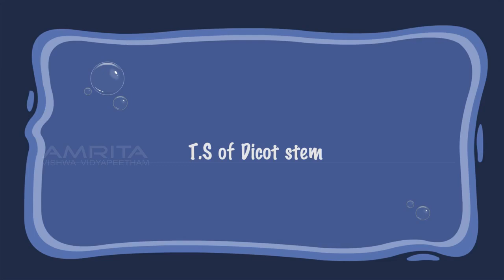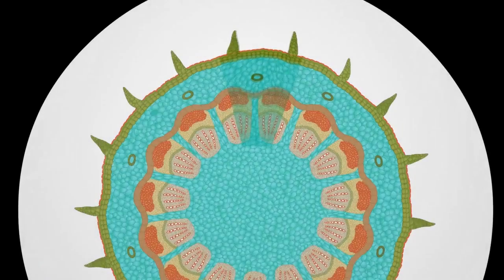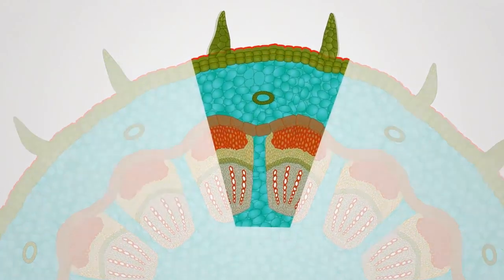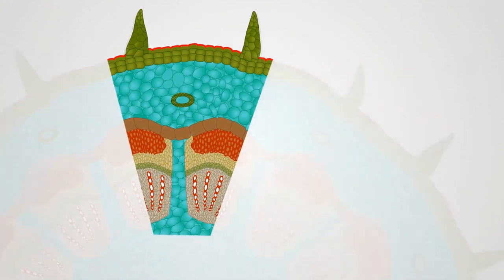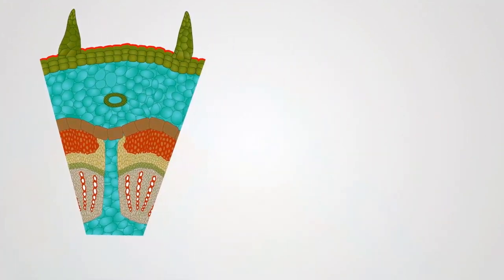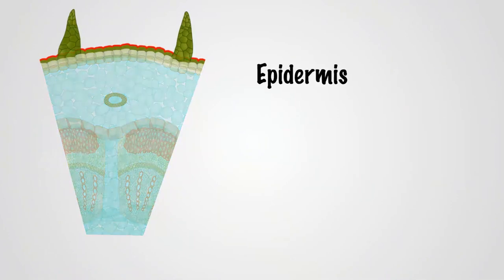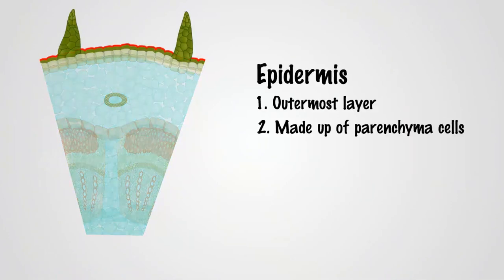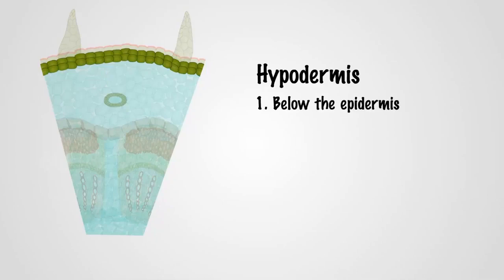TS of Dicot stem. We can observe the TS of a Dicot stem through the microscope. The Dicot stem has an outermost layer made up of parenchyma cells known as epidermis. The epidermis is covered with cuticle towards the outside. Below the epidermis lies the hypodermis, and it is made up of a few layers of collenchyma cells.